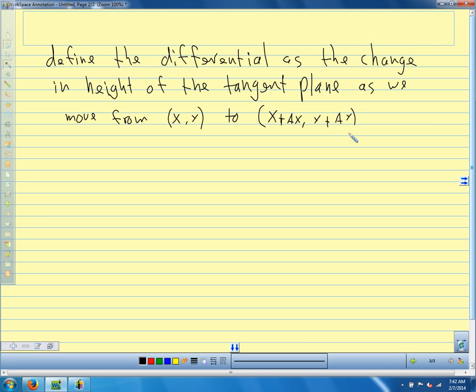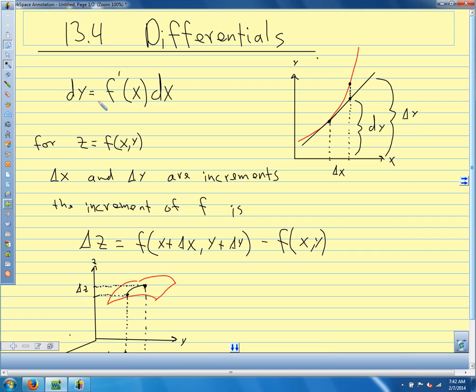We can show that this differential, this change in height of the tangent plane, dz, our differential, is dz dx delta x plus dz dy delta y. So dz dx delta x is exactly like the single variable differential that we talked about here.